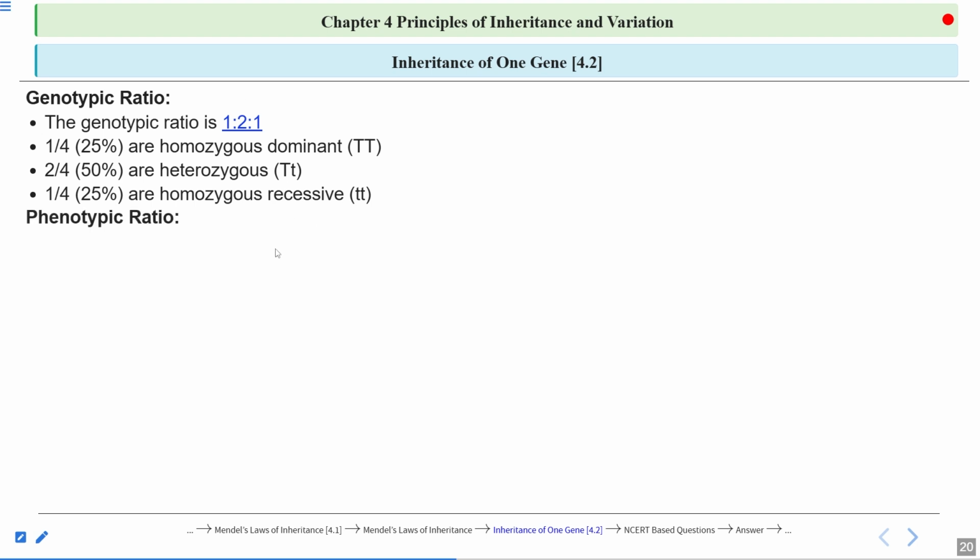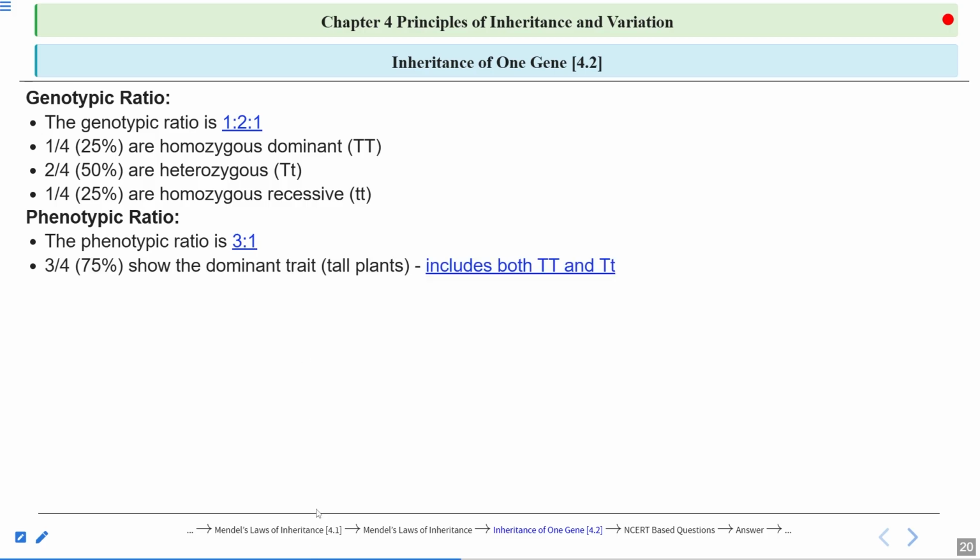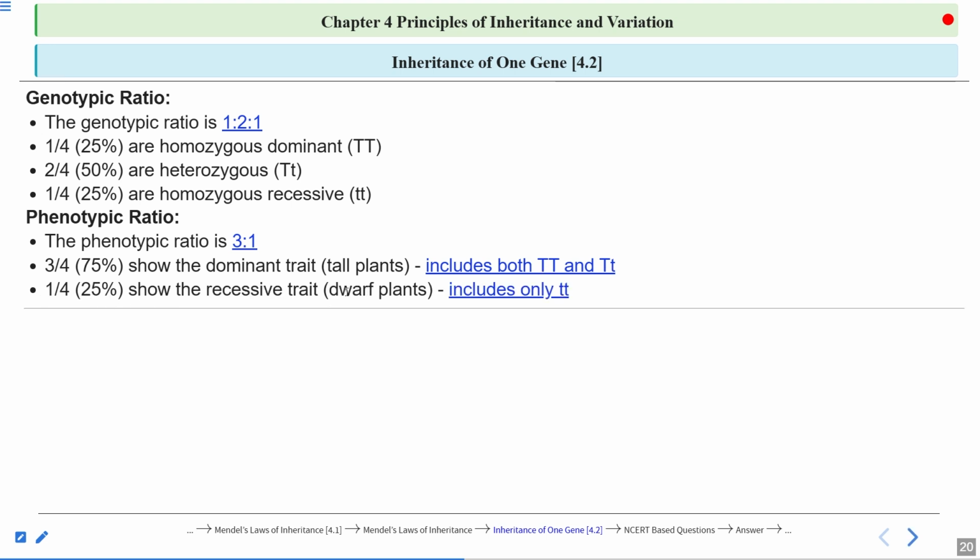So a question can come from here. Then what will be the phenotypic ratio in the monohybrid cross? Yes, it will be 3:1. Phenotypic ratio is 3:1. Okay, 3 tall and 1 dwarf. So 3/4, 75%, show the dominant trait, means they are tall, and this includes both the genotypes, capital T, capital T and capital T, small t. So we'll discuss this later. This is because of the dominance of the genes. Capital T is dominant over small t, and 1/4, means 25%, show the recessive trait, and this includes small t, small t. This recessive trait is only observed in homozygous condition.